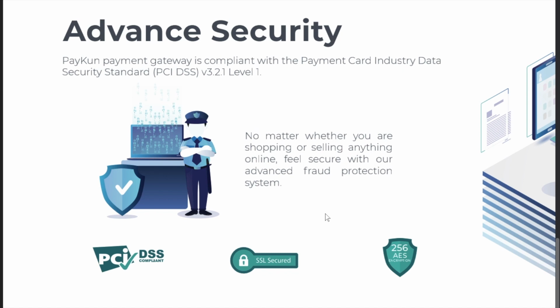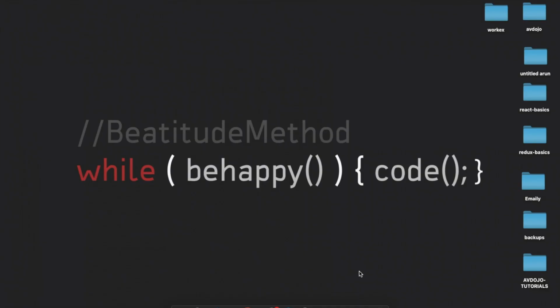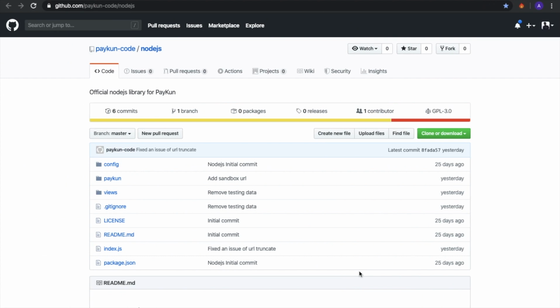Now let's see how to implement PayKun gateway using Node.js. So you should have installed Node.js and one text editor like VS Code or Sublime Text in your system. In case you don't know how to install Node.js, just see my description section, it is given there. And now you have to open the link of GitHub, and I will provide this link inside my description section, you can check it out.